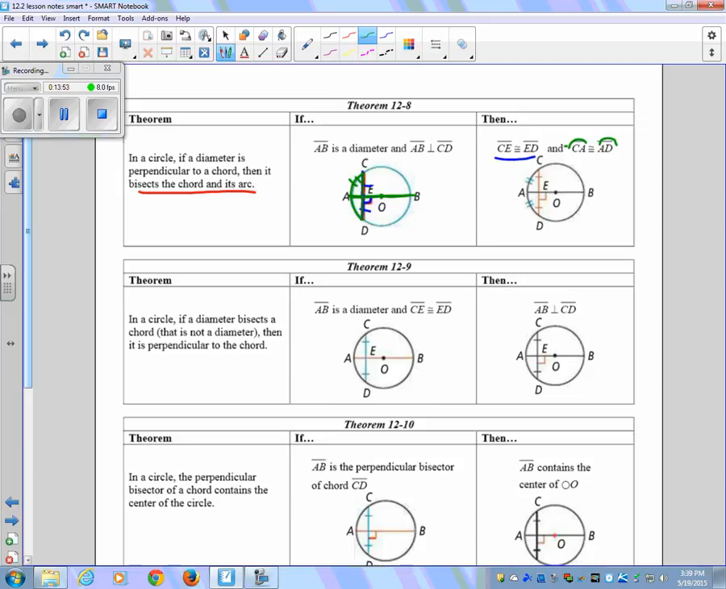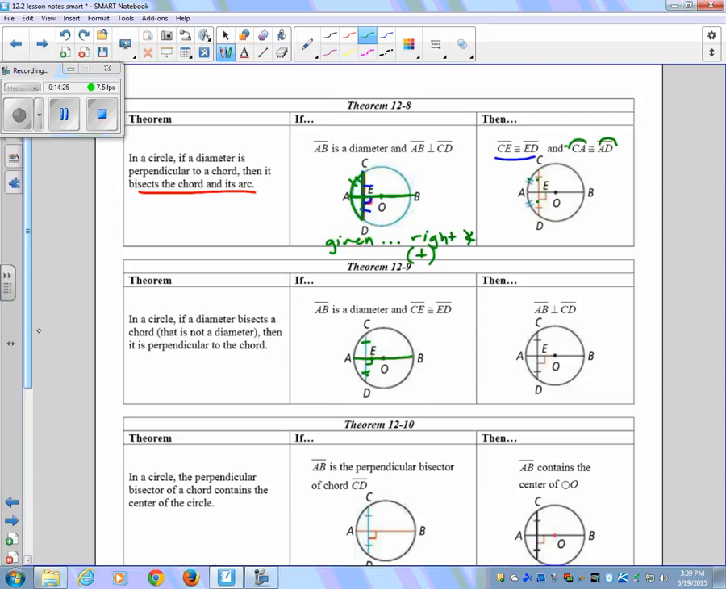Next theorem is related to that. If the diameter bisects the chord, so it's just a different piece of given information. If you know that this is a diameter that cuts a chord in half, then you can conclude that this is a right angle. So up here we were given that it's a right angle, perpendicular, and we were concluding that these two things get bisected.